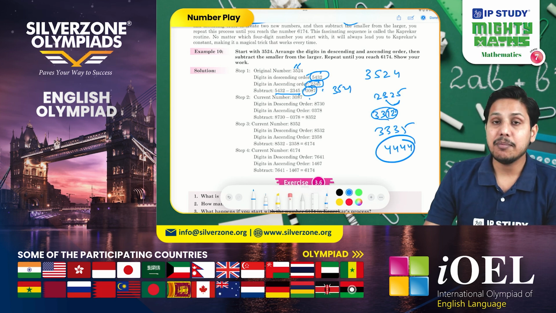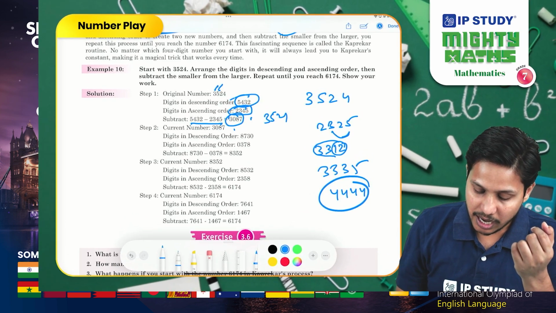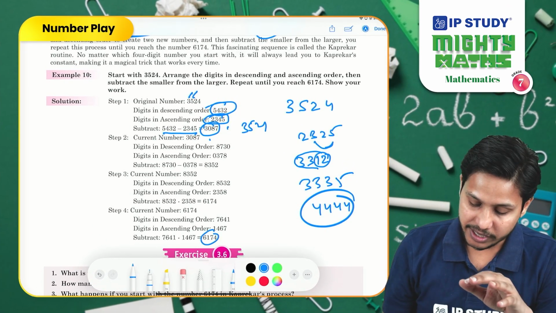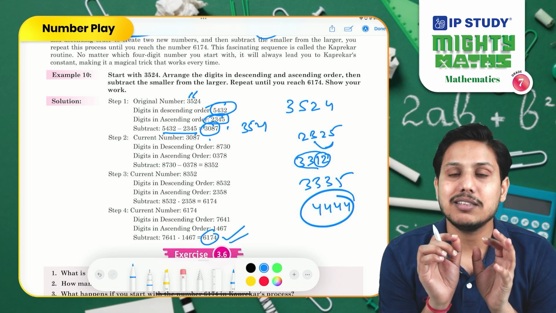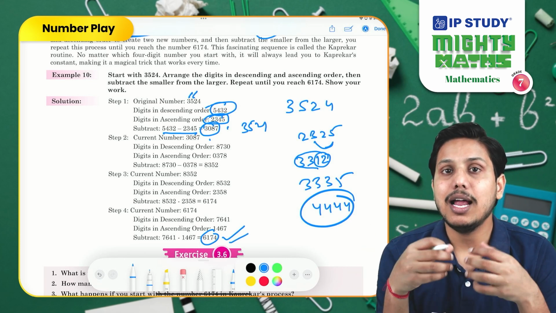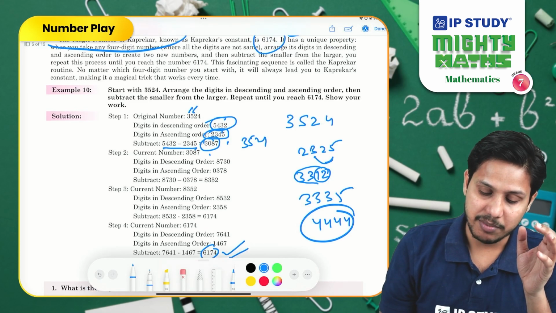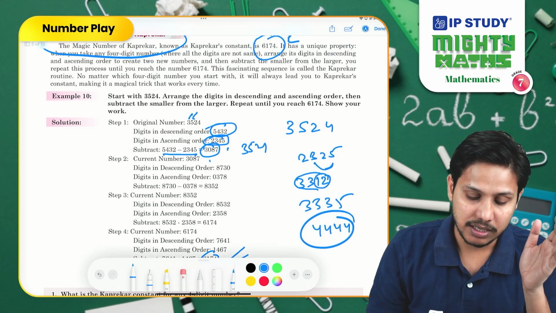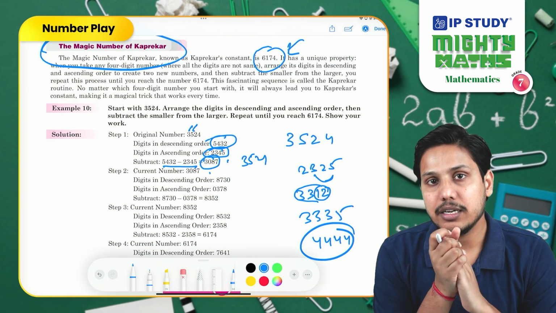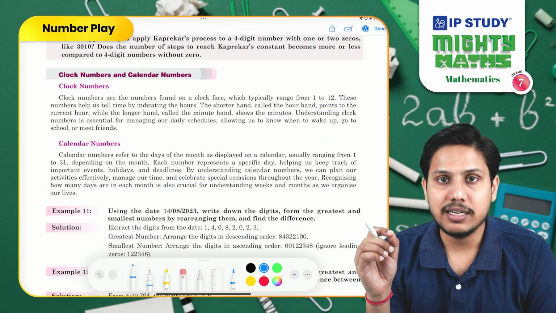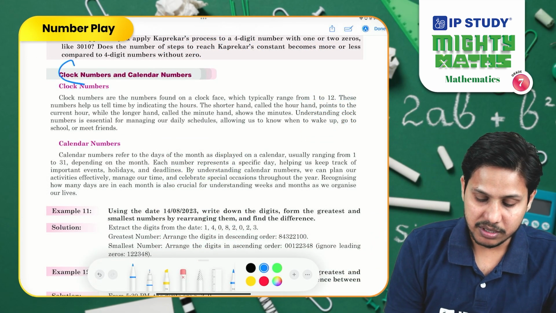If we use the resulting number and apply the same process again, after some time of applying the process we will reach this constant, which is 6174. This is a quite fascinating property, identified by our Indian mathematician Kaprekar, who hails from Maharashtra. Now, students, the next topic is clock numbers and calendar numbers.